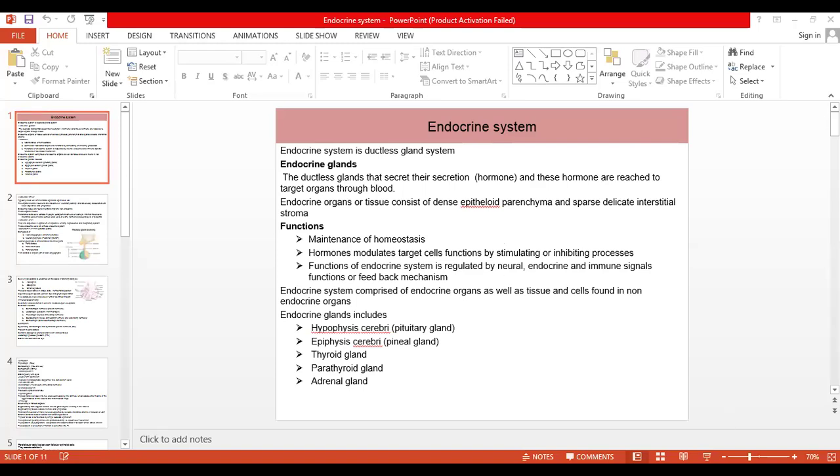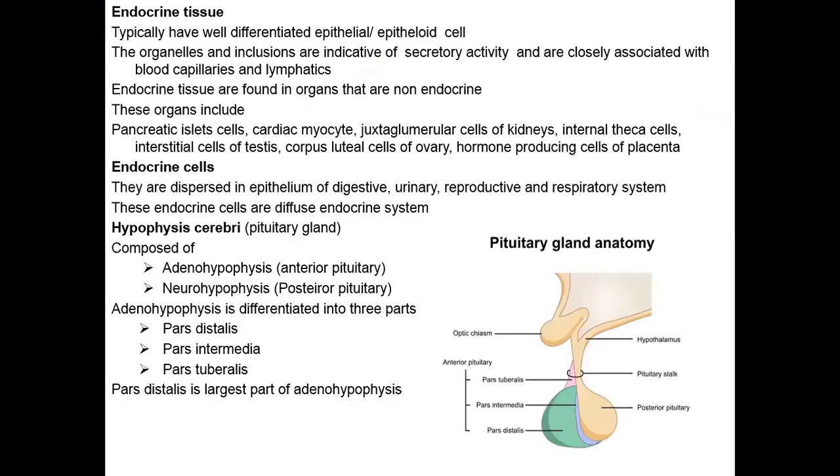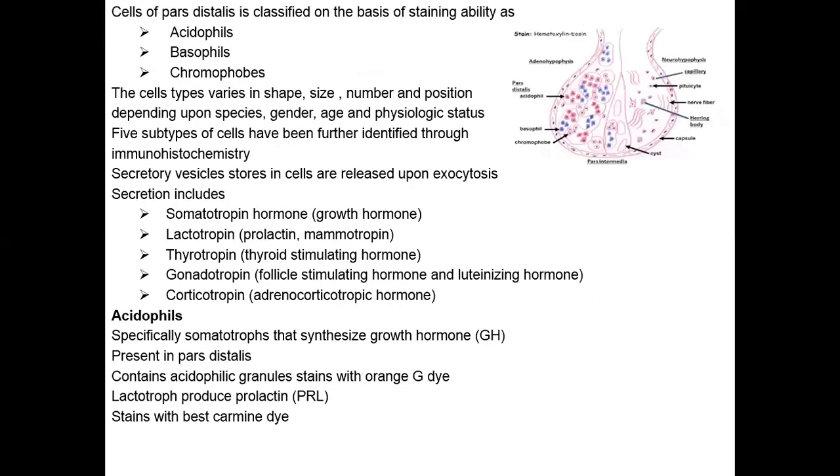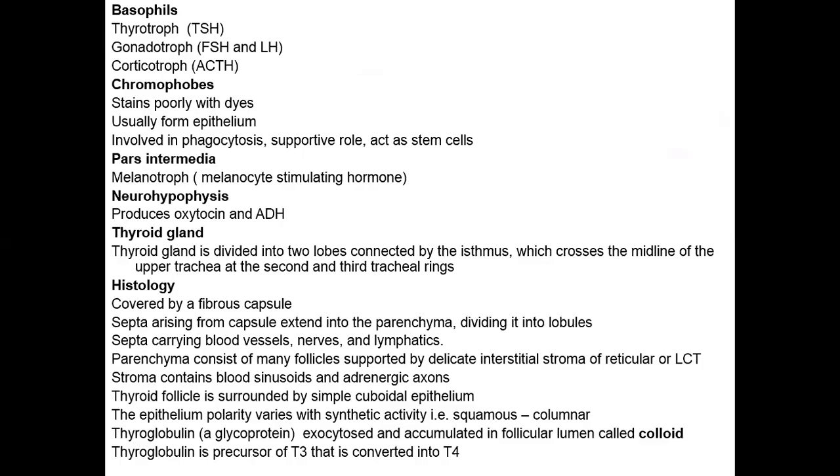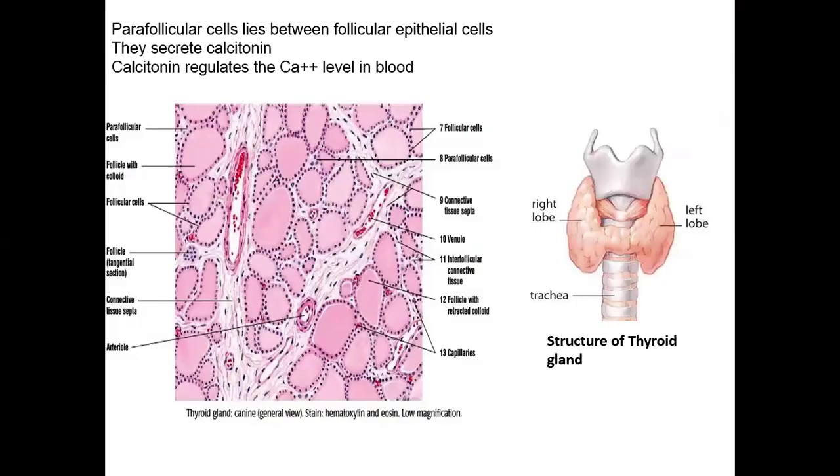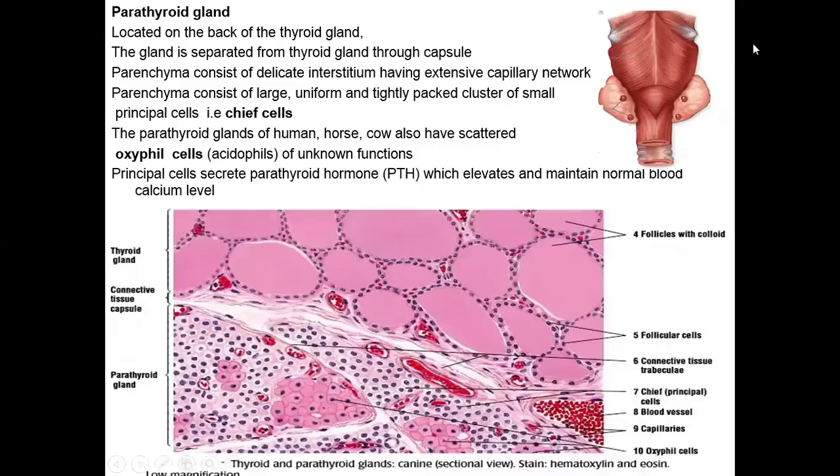Last time we discussed the pituitary gland and the thyroid gland. Today we will discuss the parathyroid glands. Parathyroid glands are located in close vicinity to the thyroid gland. Mostly they are present on the anterior and posterior poles of the thyroid gland.